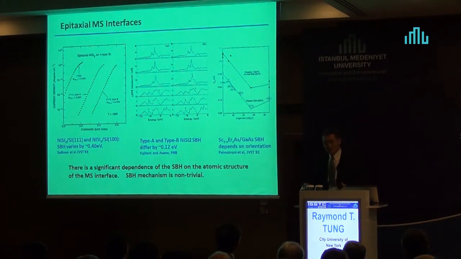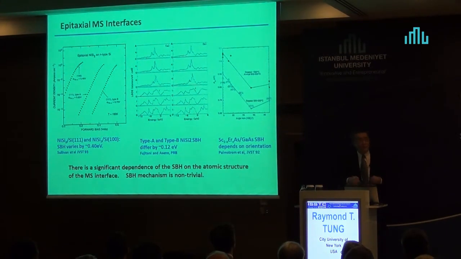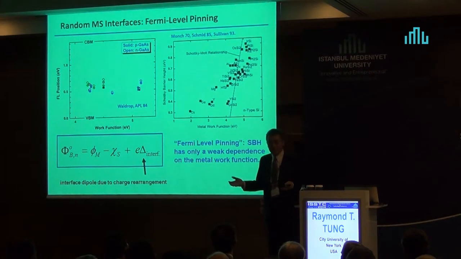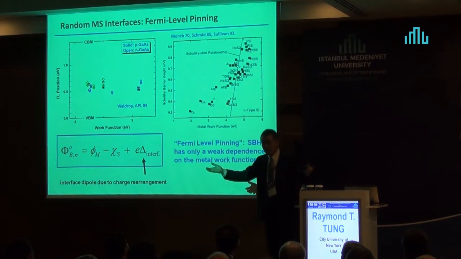So, experimentally, the picture has changed. There is a very significant dependence of the Schottky barrier height on the atomic structure of the epitaxial metal-semiconductor interfaces. So this Schottky barrier height mechanism is non-trivial. Now, if you begin to think that the Schottky barrier depends on the interface structure, and we now reconsider the polycrystalline metal-semiconductor interface, where the interface structure has to vary from place to place, you can imagine that the Schottky barrier must be varying locally from region to region.